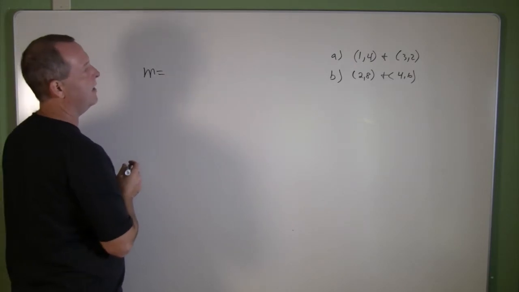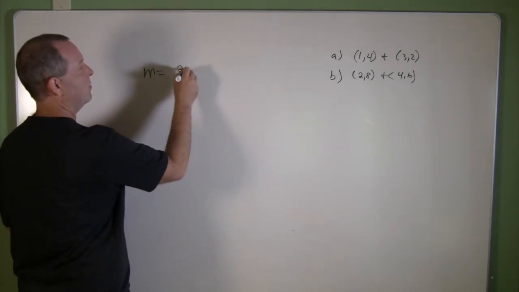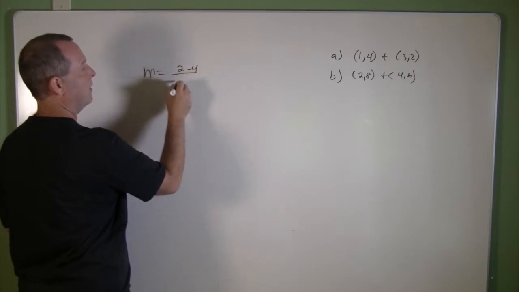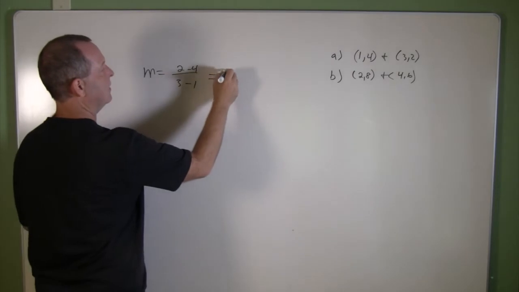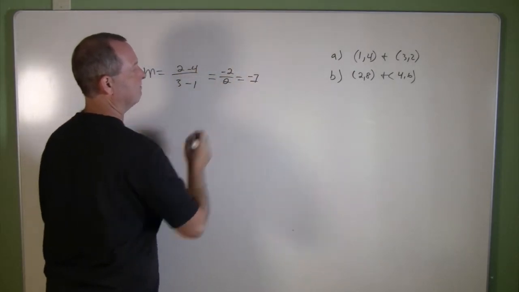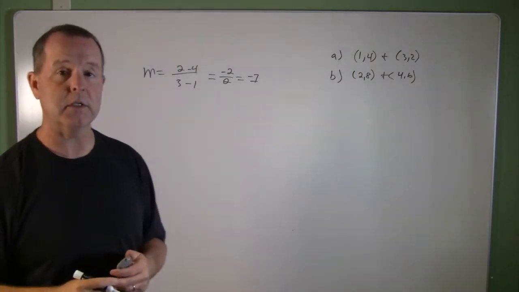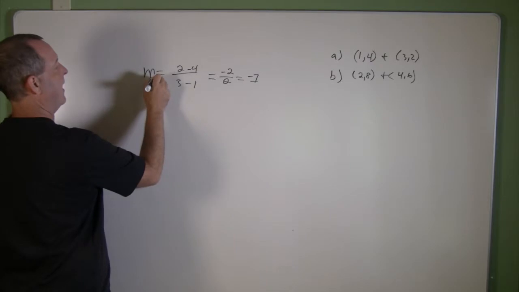Slope on the first one, y2 minus y1. So 2 minus 4 over 3 minus 1. That equals negative 2 over 2, which equals negative 1. So the first line has a slope of negative 1. I can put slope of A.